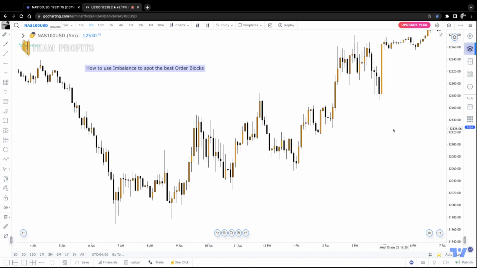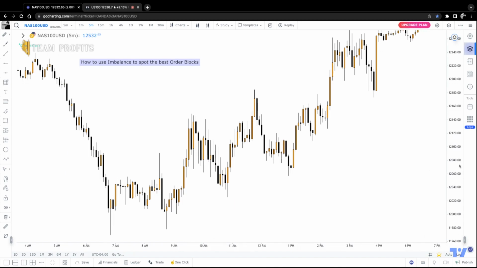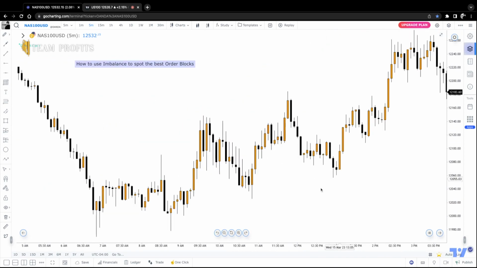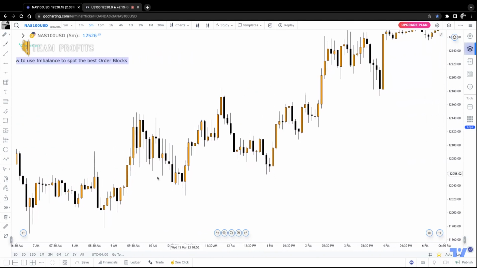What is actually imbalance? Imbalance is basically when there are too many orders in one direction. Let's say too many buys or too many sales in one direction, right? And the actual candles will show you where the imbalance is on the price and what you can do. Normally you're going to spot the imbalances with three candles, and normally they follow the big moves.